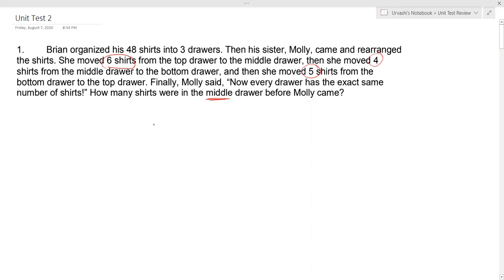So, when Molly came, the first one gave the middle one 6, so I drew the first shelf -6, and then the middle shelf +6, and then the middle shelf -4, because the third shelf +4, and then the third shelf -5, and then gave the first shelf 5, and then that equals 16. Oh, wait.